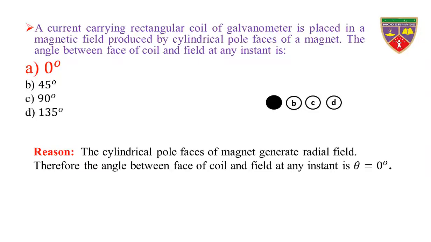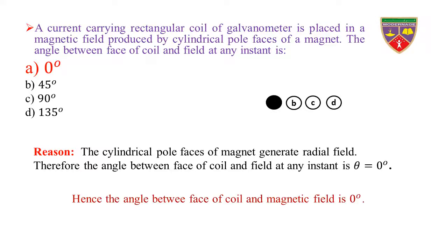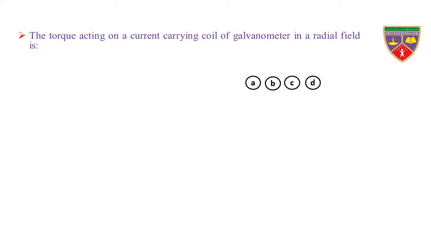Reason. The cylindrical pole faces of the magnet generate a radial field. Therefore, the angle between the face of the coil and the field at any instant is θ = 0 degree. Hence, the angle between the face of the coil and the magnetic field is 0 degree.